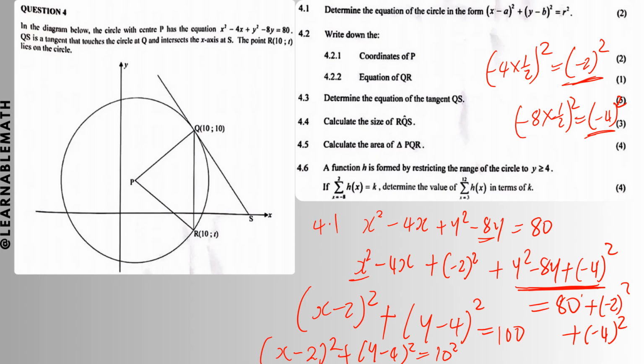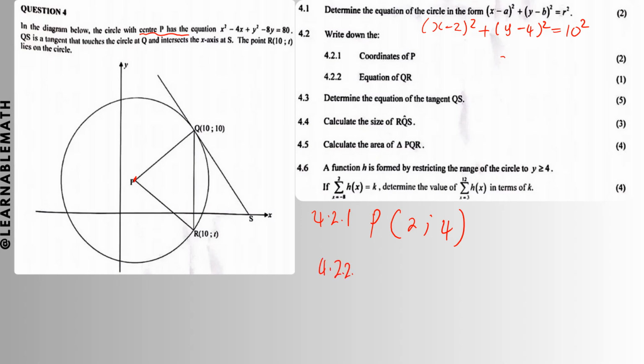Let's quickly go to 4.2 now. 4.2.1, they're saying write down the coordinates of P. Obviously, we were told that P is the center of the circle. So for the coordinates of P, we have our equation in that format, and we can easily get the answer. It will be (2; 4). Remember, you change the sign. If it's minus, you put it as positive, and this one you put as negative. It's because at the center the coordinates are just a and b if this is the format of the equation. So it's just (2; 4).